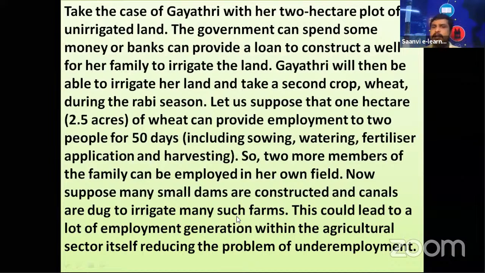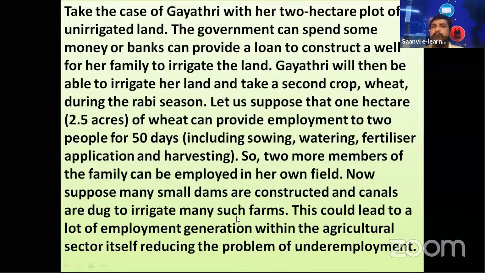Instead, if government gives loan or any other government agencies provide them good facilities, they can cultivate 2 times, and at the same time 2 more members also can engage in the field. Their income may be increased. It leads to a good economic status in the rural area for their family. It leads to good GDP and production may increase.